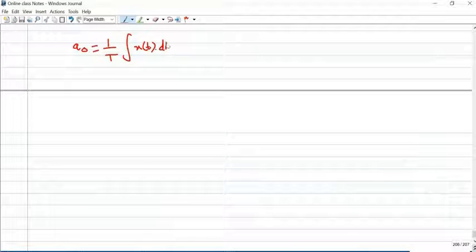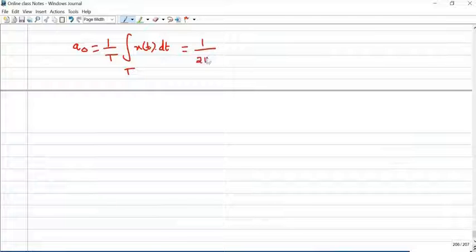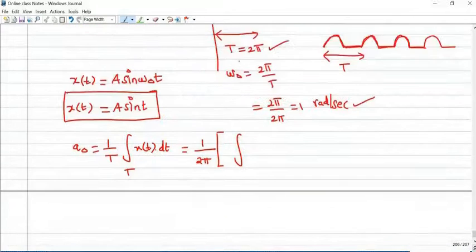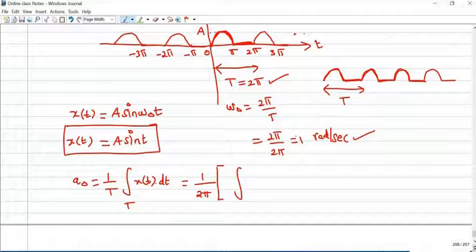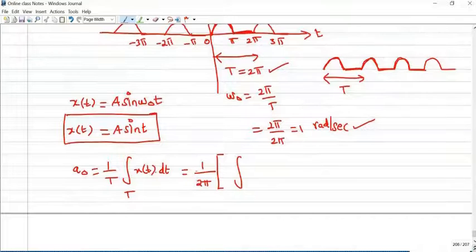The Fourier series coefficient A naught is 1 by T integration of x of t dt over the time interval. So what is the total time period? 2 pi. Okay. So now integration. Check your signal. Total time period is 0 to 2 pi. But out of 0 to 2 pi, your sinusoidal information is available from 0 to pi only. From pi to 2 pi, 0.